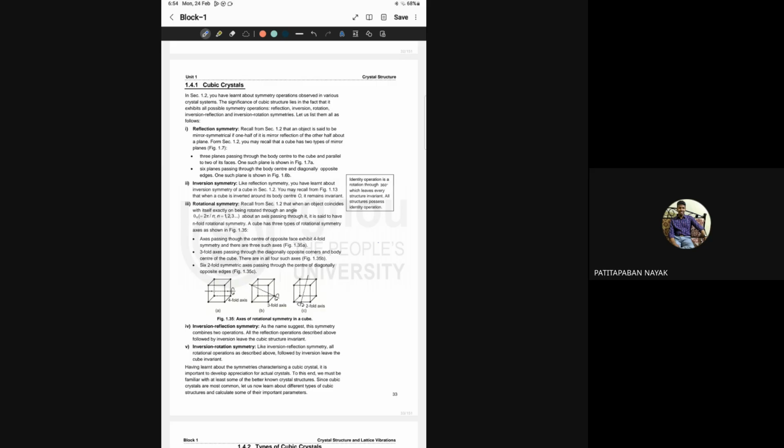So coming back, this is a recap of what we have already discussed. If we take a cubic crystal and think about its symmetry, what are the symmetries possible? There will be reflection symmetry, inversion symmetry, rotational symmetry, inversion plus reflection, and inversion and rotation. So five symmetry operations are possible. At this point, we just have to remember them.